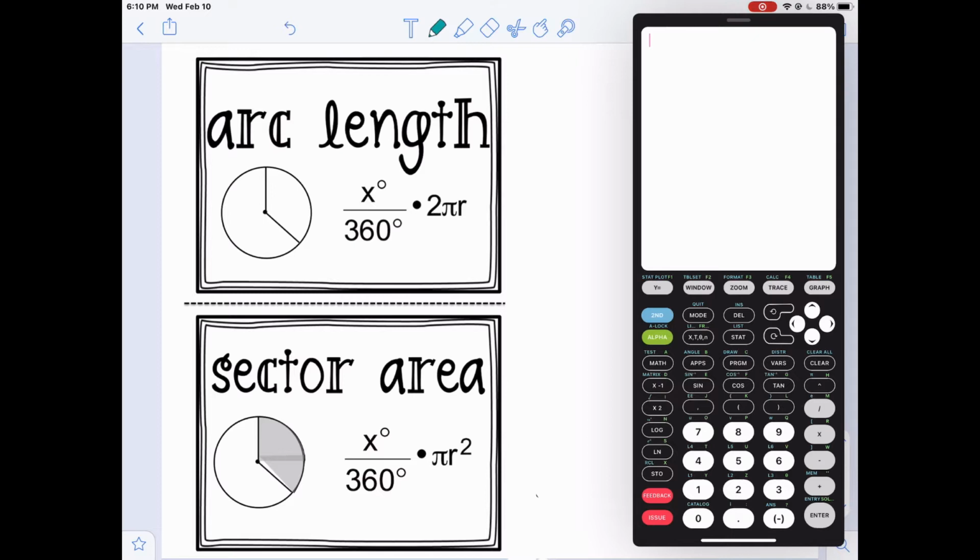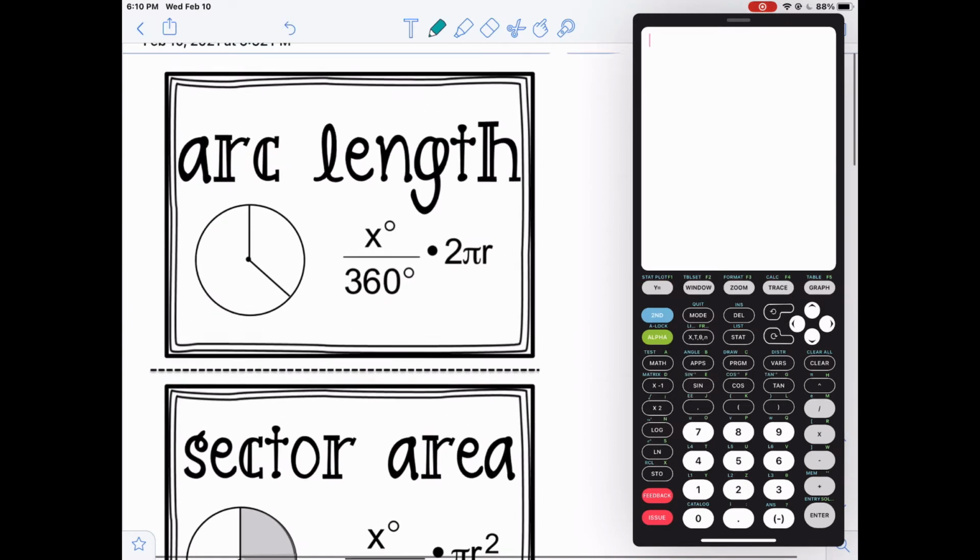Today we're going to be learning about arc length and sector area. Yesterday we reviewed a couple of formulas and vocabulary that we are going to need in this new unit on circles. Today we're going to extend that knowledge a little bit and talk about some new things, arc length and sector area. Let's first start with the definition of arc length.